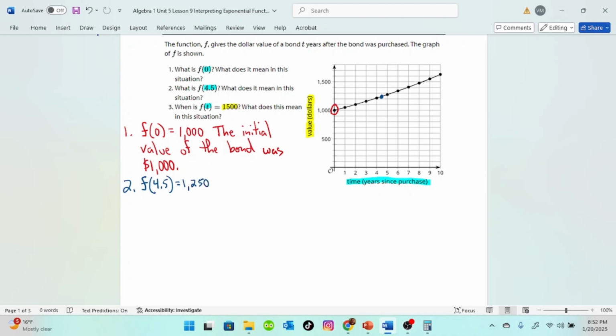And as far as what that means in this situation, we can say the bond was worth $1,250 after 4.5 years. And that's how we would answer question number 2.